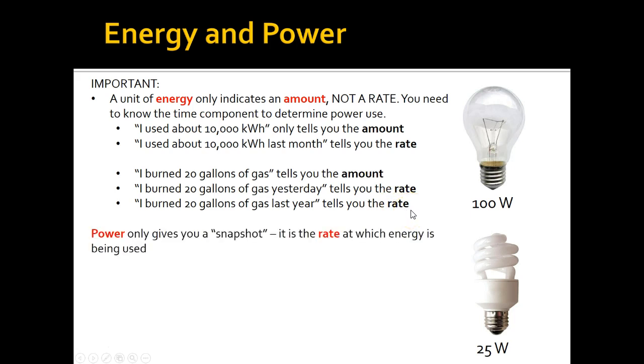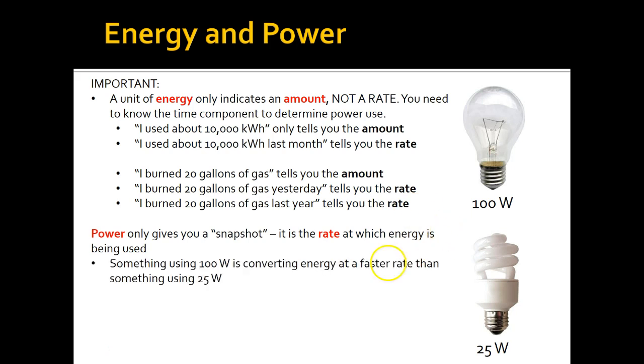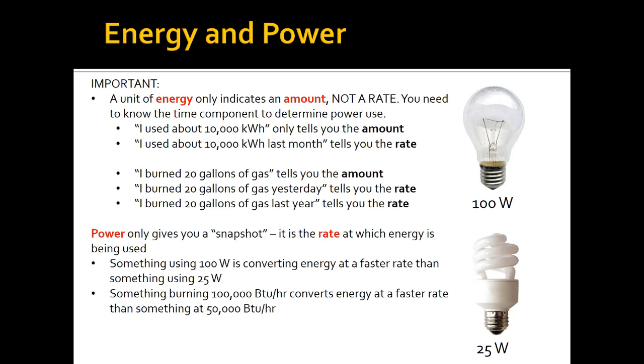So power gives you the snapshot. It's the rate at which energy is being used, or the rate at which energy is being converted. You can think of it this way: something that's using 100 watts is converting energy at a faster rate than something using 25 watts. If I have a furnace that's burning 100,000 BTUs per hour, it's converting that energy at a faster rate than something at 50,000 BTUs per hour.